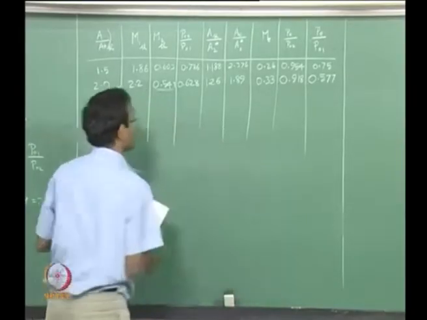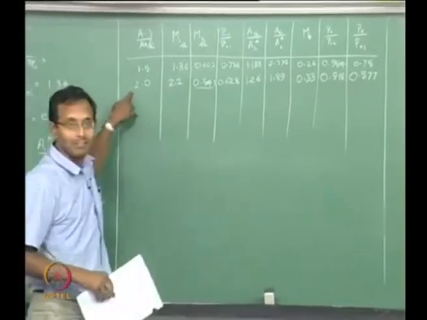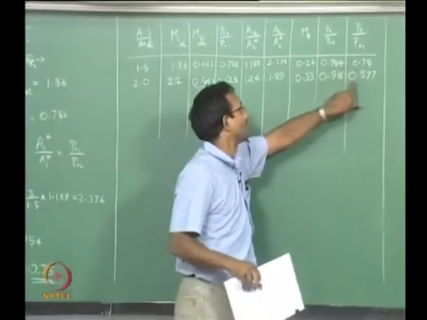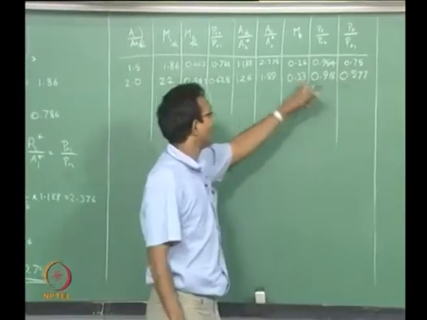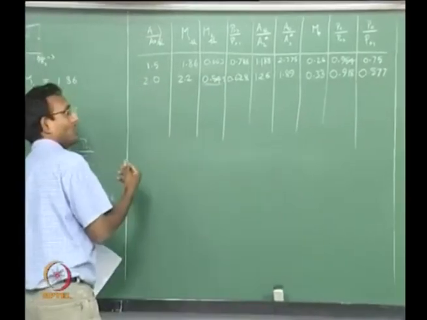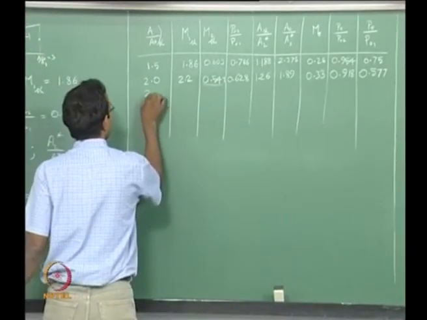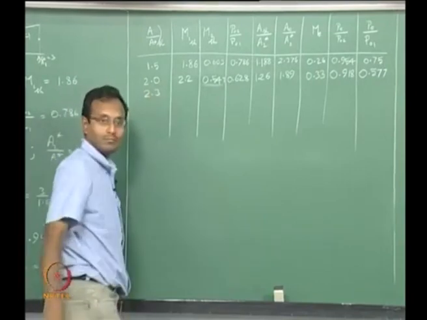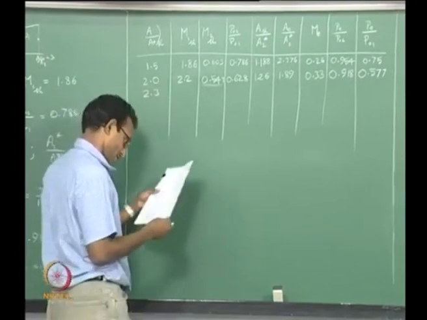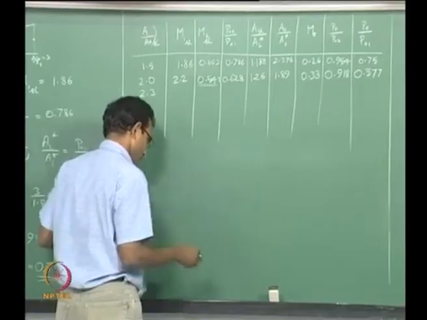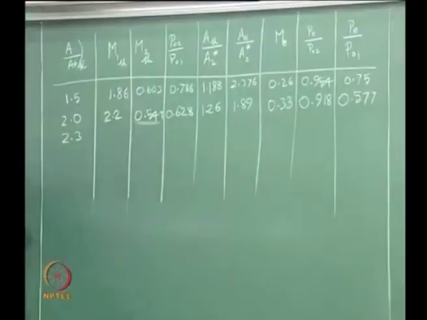Okay, so yes, we have moved in the correct direction. When we increase the area, you are finding that the exit pressure has dropped. You have to decrease it a little more. I don't know how much to decrease. Let's guess 2.3. Yeah, we'll guess 2.3 right now.